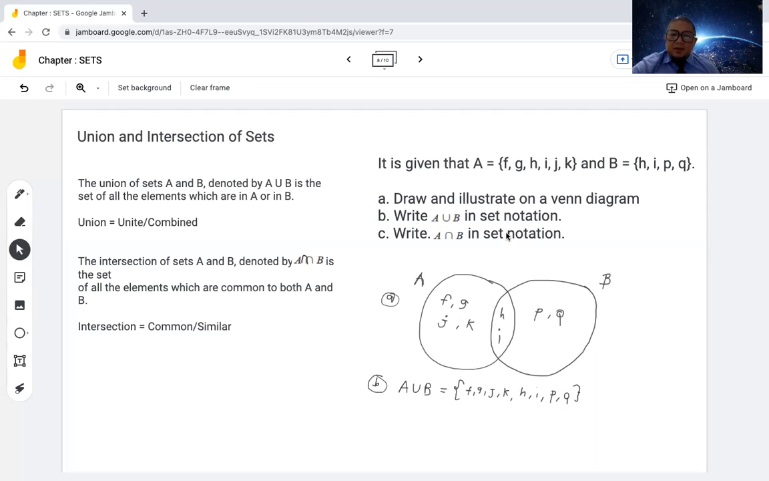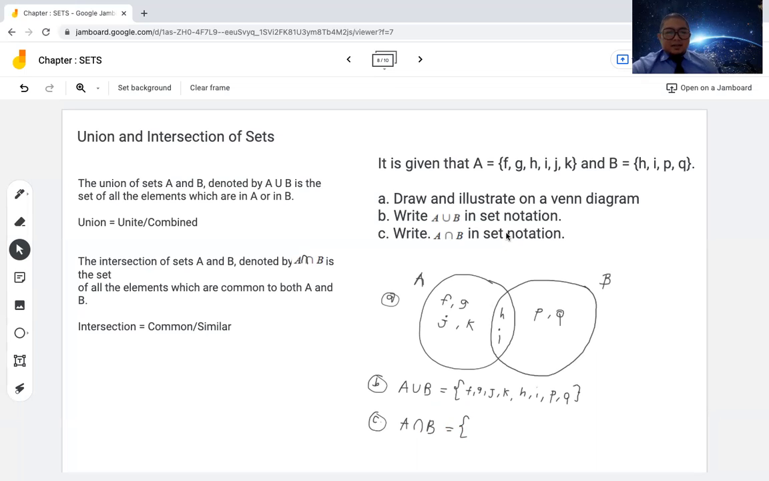Okay, so now we are going to go to letter C, which is the intersection of A and B. So what I want you to do, guys, is to pause this video again and see whether you will be able to get the correct answer. Okay, you may begin. All right. So now I assume that you already answered the intersection of A and B.